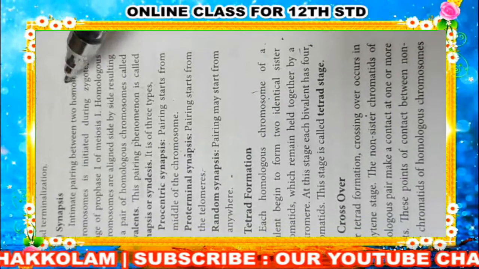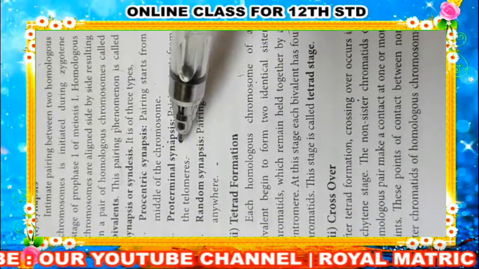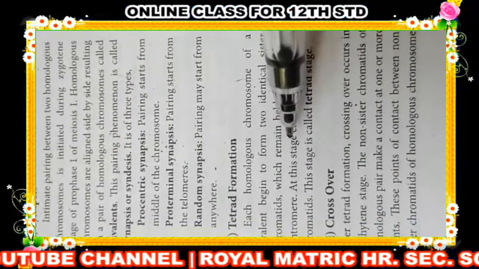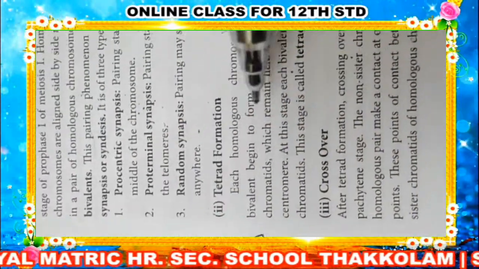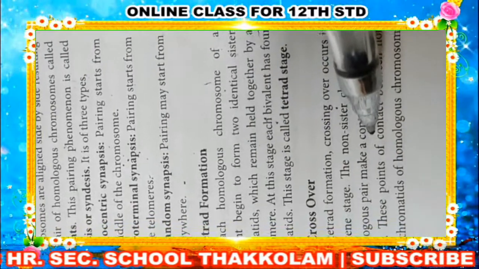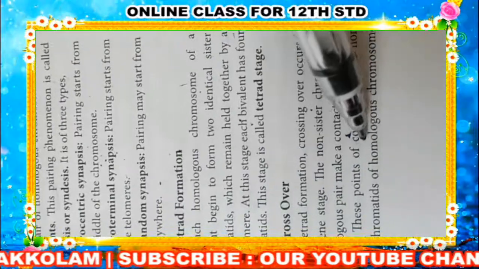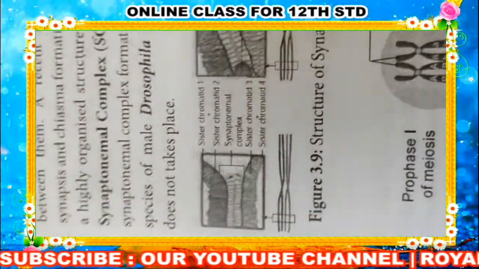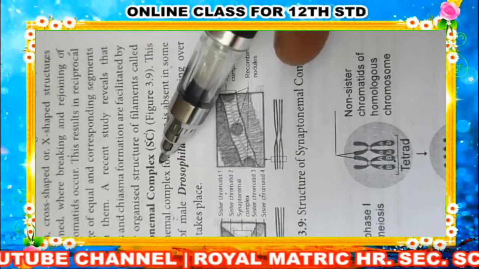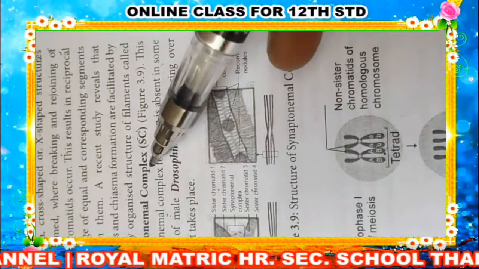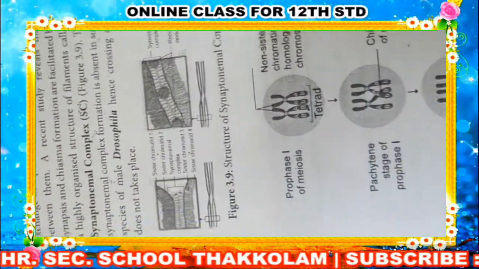In synapsis, they get paired. It might be in 3 forms: procentric, proterminal, or random synapsis. In tetrad formation, they'll form 4. I'll show you the picture like this. It is a tetrad formation, and there happens the crossing over, and this is through the chiasmata. This is the place where the crossing over occurs, that is known as the chiasmata. And it is recently studied that the synaptonemal complex, only at these places, facilitates the crossing over, and in Drosophila melanogaster it is absent, so there is no crossing over.